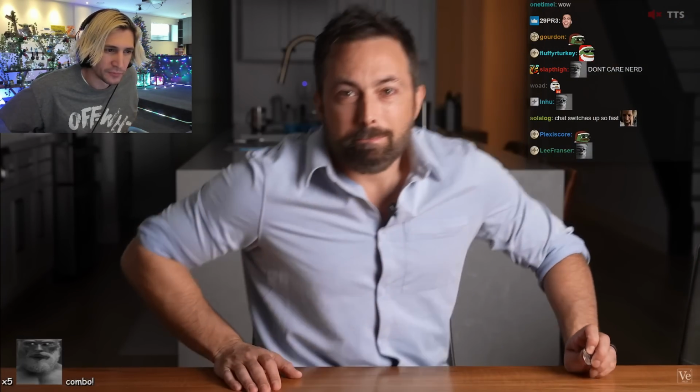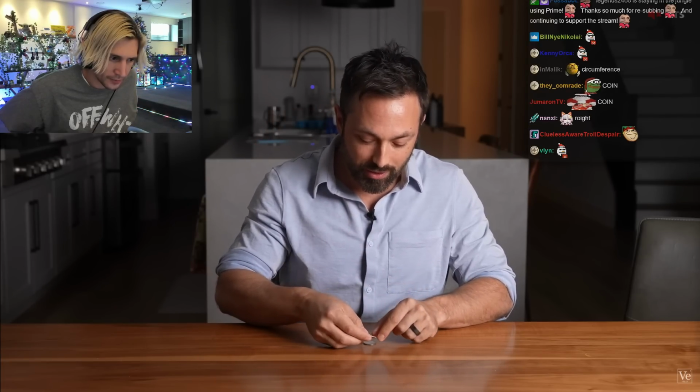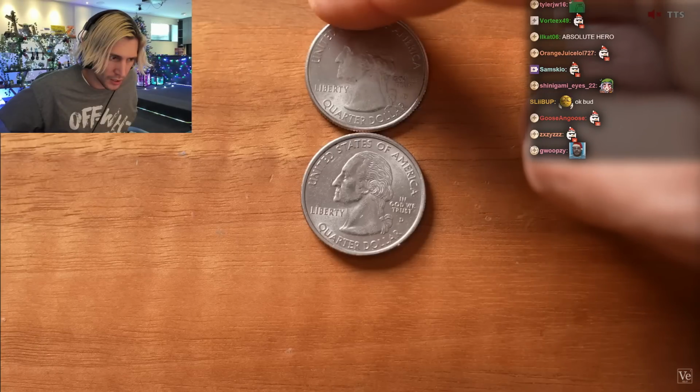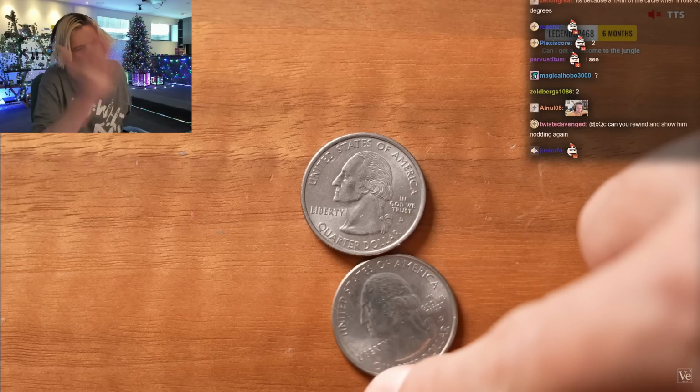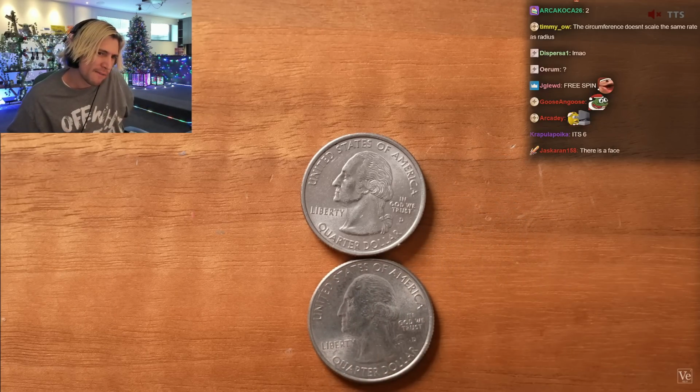Here is their argument. The simplest version of this problem is with 2 identical coins. These have the exact same circumference, so by our initial logic, this coin should rotate exactly once as it rolls around the other. So let's try it. But wait, we can see it's already right side up at the halfway point.